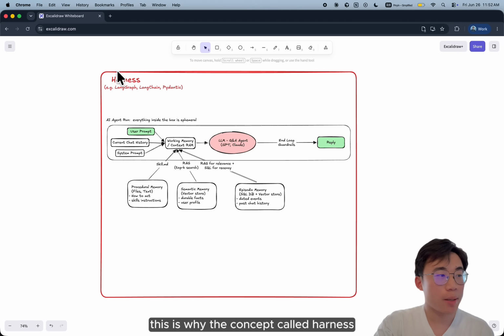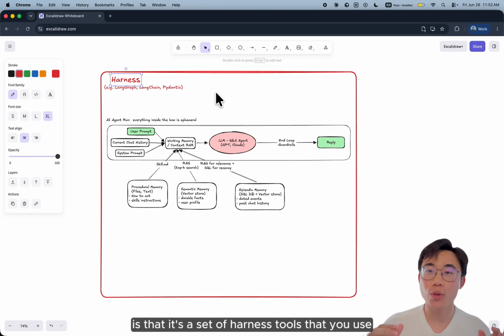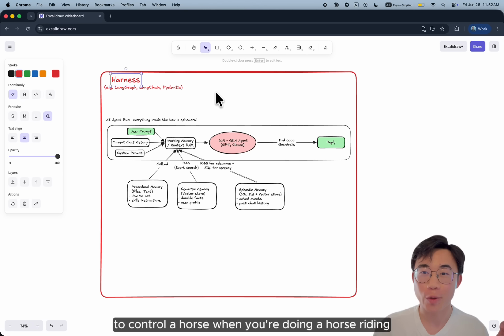This is why the concept called harness becomes really important in this. What harness means literally is a set of harness tools that you use to control a horse when you're horse riding.